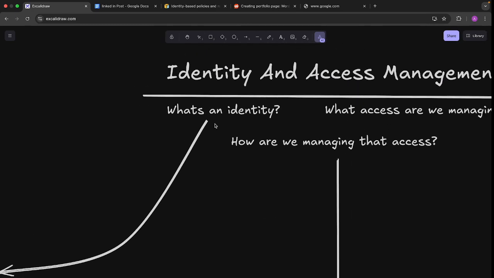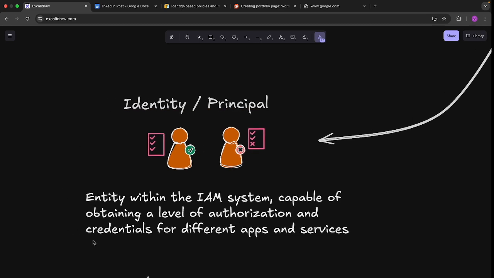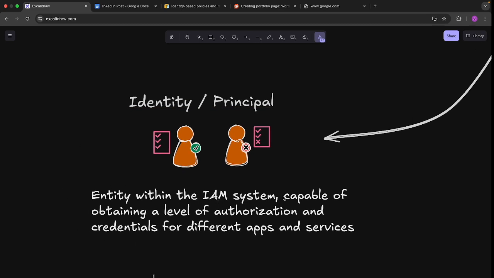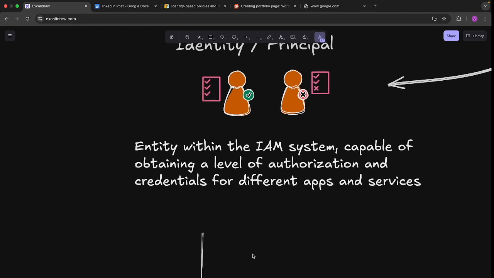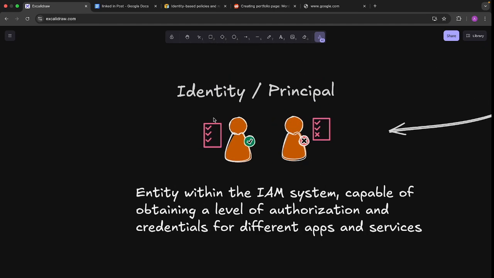What's an identity? An identity, also known as a principal, is an entity within the IAM system, capable of obtaining a level of authorization and credentials to enable its use of different apps and services. An identity can have a set of rules attached to them, granting them each varying levels of access. These set of rules are defined using a policy.